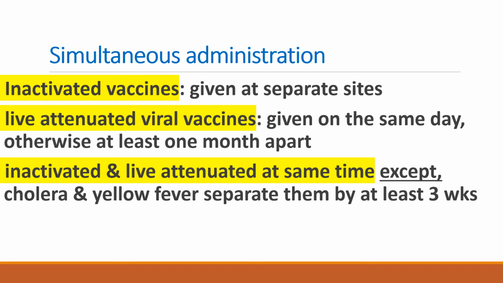Simultaneous administration. Inactivated vaccines are given at separate sites. Live attenuated viral vaccines are given on the same day, otherwise at least 1 month apart, 1 month between them at least. Inactivated and live attenuated vaccines can be given at the same time, except cholera and yellow fever, which should be separated by at least 3 weeks.